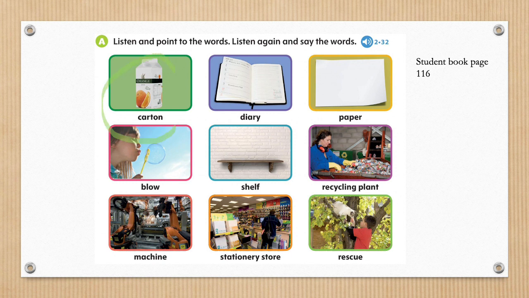This is carton. A carton is usually made up of cardboard and is used to hold milk or fruit juice. Number 2, diary. A diary is a small book that we use to keep personal notes down to help us remember something. Almost the same as your homework diary.